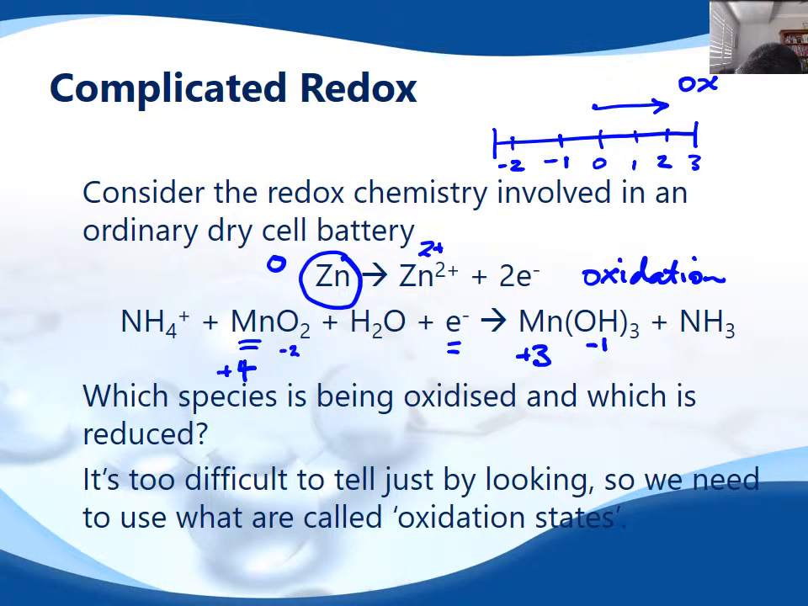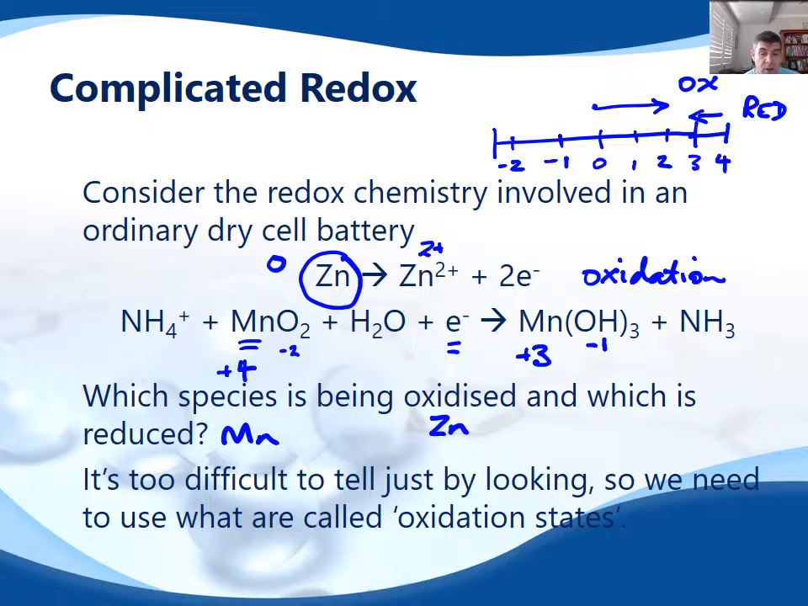So if you have a look at the number plane, and I'll just extend that a little bit up here, the manganese has actually gone from +4 to +3. So it's actually gone in the opposite direction along our number plane. And this direction indicates reduction. So it's the manganese species that's been reduced, and it's the zinc that's been oxidized. So when we look at our question, the species that's being oxidized, this is the species that is losing electrons, is the zinc, and the one that's being reduced is the manganese.